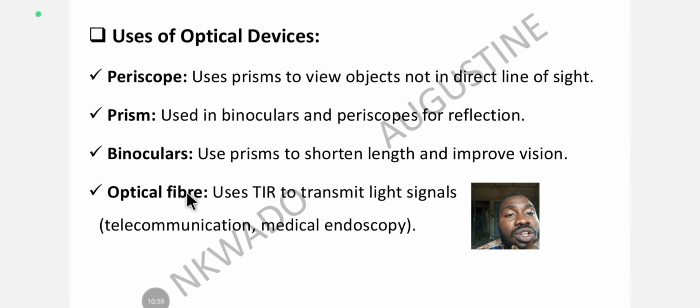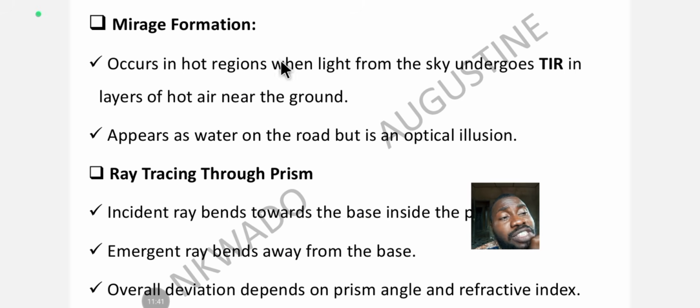So it's also used in optic fiber or fiber optic. Fiber optic uses total internal reflection to transmit light signals, in telecommunication and medical endoscopy. So these, in essence, are also the uses of total internal reflection. Mirage formation: I promise that we are going to look at this mirage formation separately because JAMB says we should be grounded in it, all right.